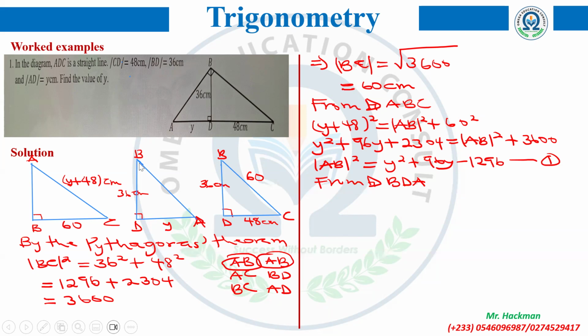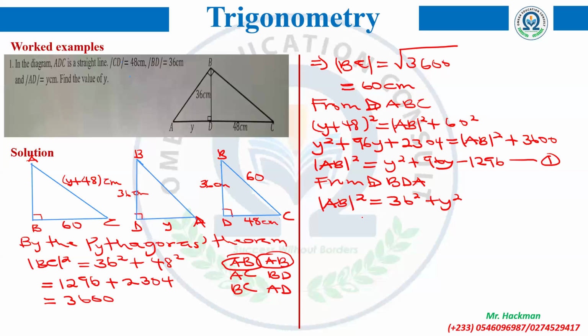AB. What is the hypotenuse? AB. So I will say that the hypotenuse, which is the AB squared, should be equal to 36 squared plus y squared. Do you agree? Yes, please.